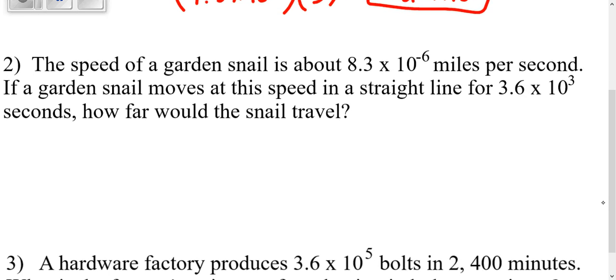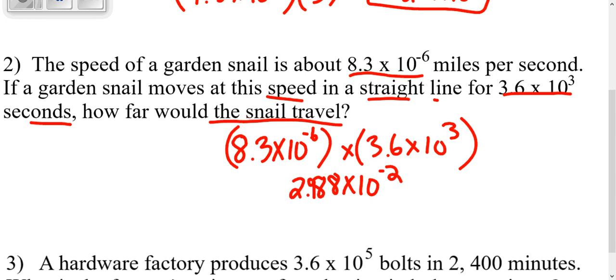The speed of a garden snail is about 8.3 times 10 to the negative 6 miles per second. That's how fast per second that the garden snail goes. If the garden snail moves at the same speed in a straight line for this amount of seconds, how far would the snail travel? So think about it. Is this addition, multiplication, subtraction, or division? Did I say division twice? I don't even know. All right, press pause now. Do the problem, and now press pause.